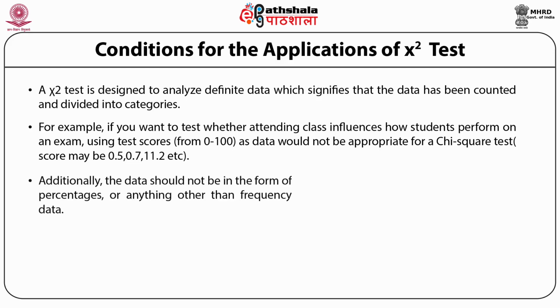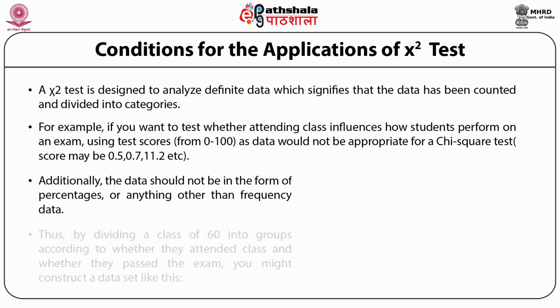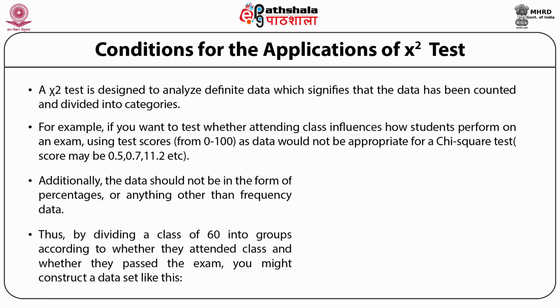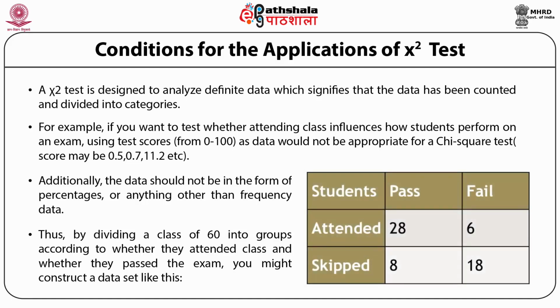Additionally, the data should not be in the form of percentages or anything other than frequency data. Thus, by dividing a class of 60 into groups according to whether they attended class and whether they passed the exam, you might construct a data set like this. Here you have a table showing the students who attended and who skipped the classes, and the students who passed and failed the exams.